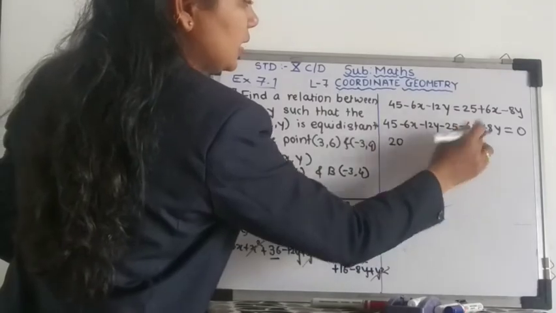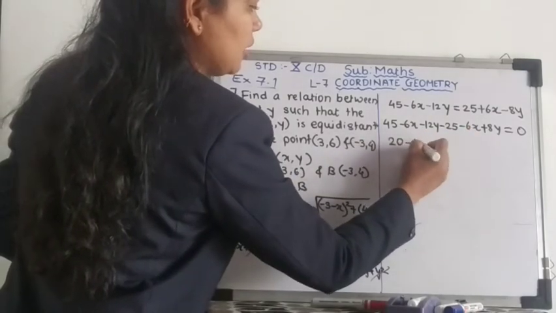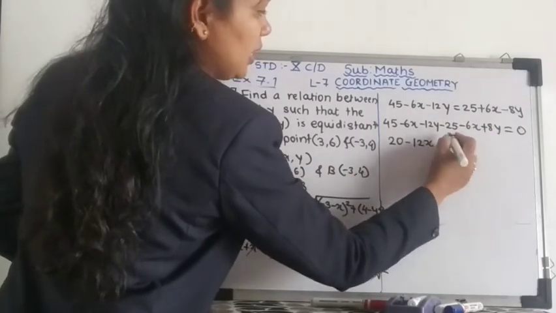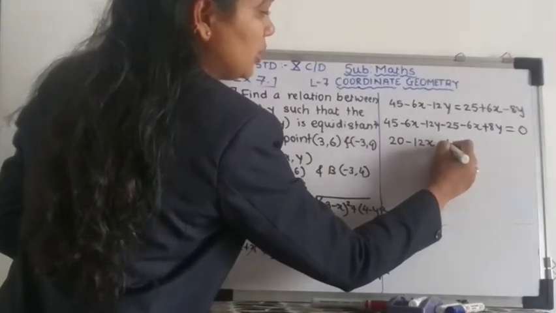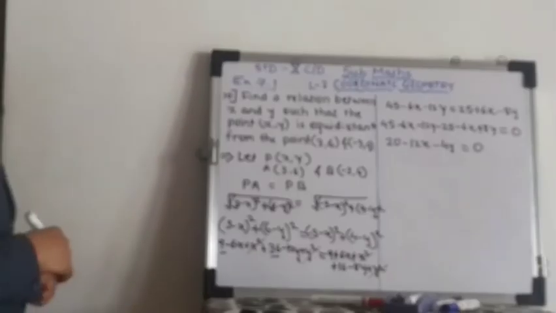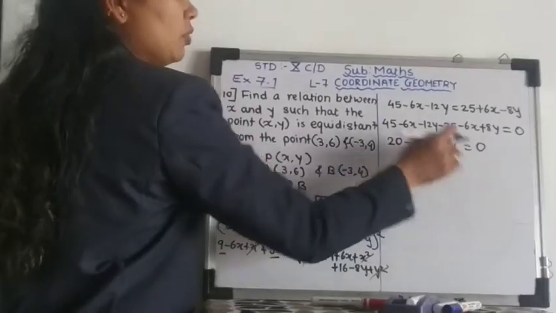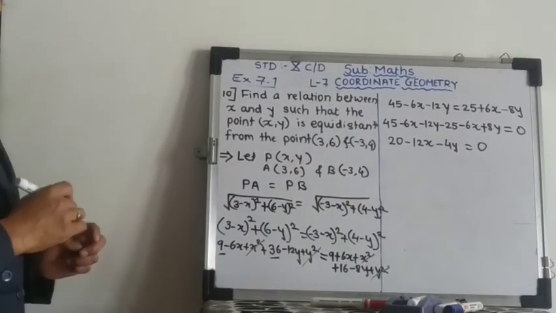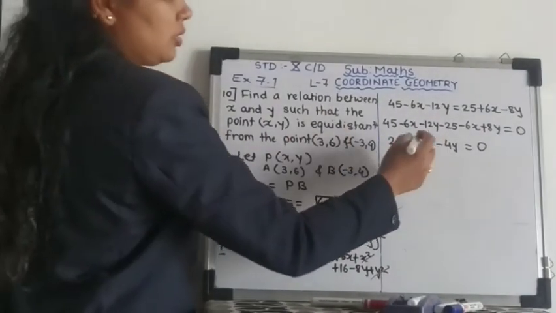Then minus 6x becomes minus 12x. Minus 12y and plus 8y, what is it? Minus 4y equals 0. Now see each term over here. It is divisible by 4, so we will divide each term by 4.